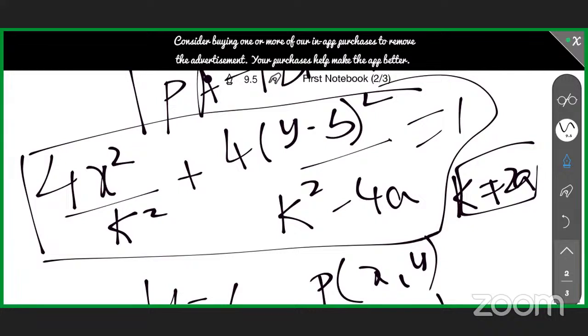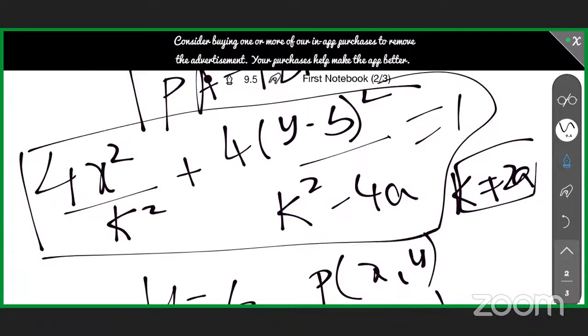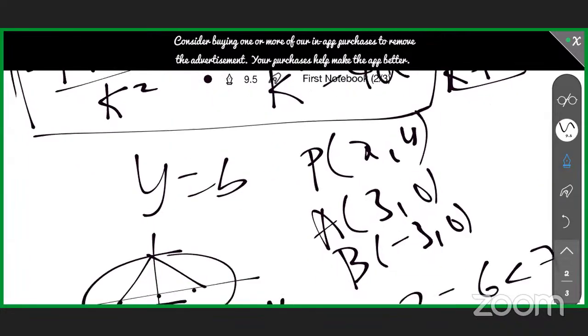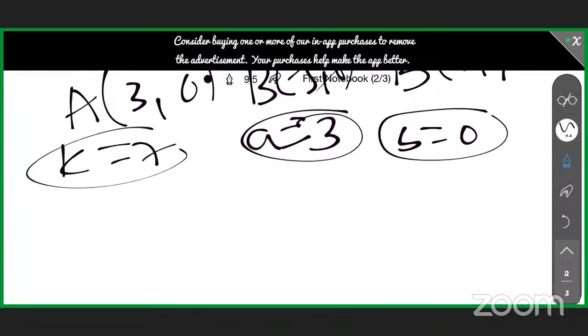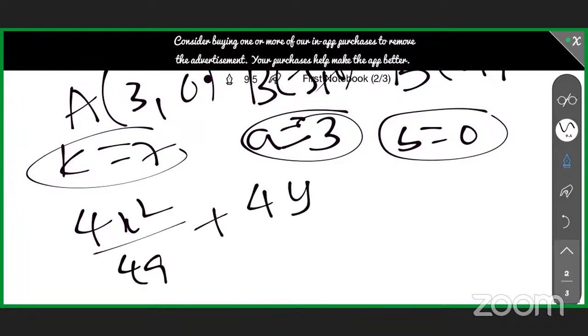Okay, if you are finding it difficult, I will do it for this question. The next question you will be doing. Don't worry. Now the thing is, I got my a value, b value, and k value is 7. So therefore we have to find the value of this one. The equation is 4x square by 49 plus 4y square by 49 minus 4a square is equal to 1.